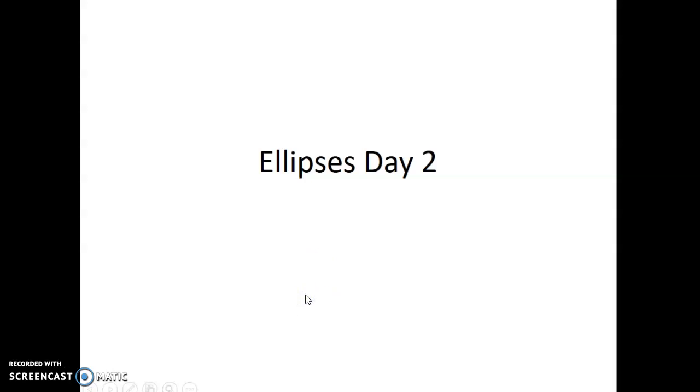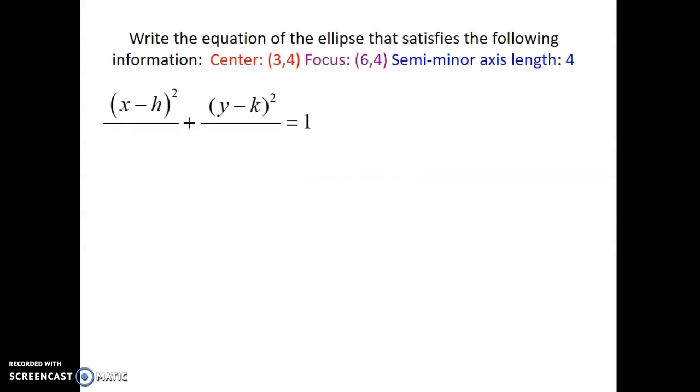Today's day 2 of ellipses. Today we're going to be looking at how to find an equation of an ellipse given different varied information. It's not the graph, but we're going to have to do some graphing to do it. Okay, so here we go.